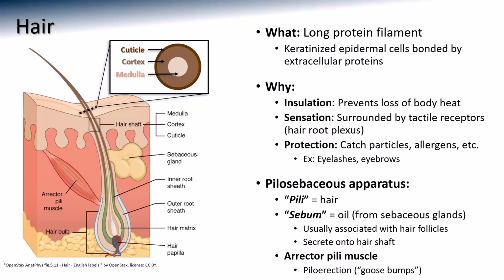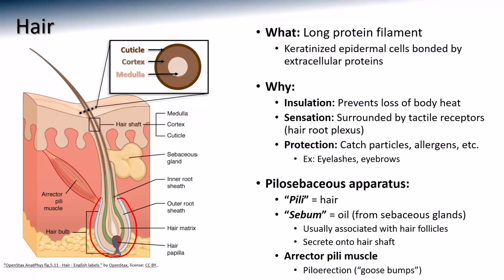They are also very good for sensation. So their roots, this region down here, are going to be heavily covered by nerve endings. So give your own hair a little yank and just confirm that for yourself. And they are also for protection. They can catch particles, dust particles, allergens. This is especially evident in like your eyelashes or your eyebrows, but also inside your nose and around your genitals.